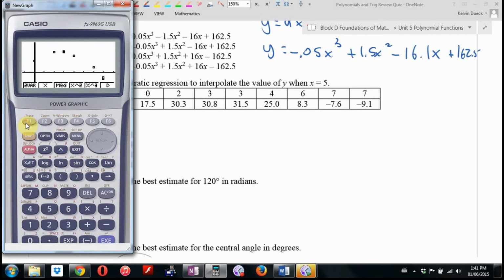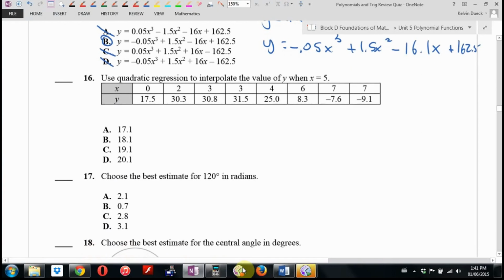Graph. Looks like a parabola. Now it wants me to find the value of y when x equals 5. So I'm going to go copy, execute. Oh.